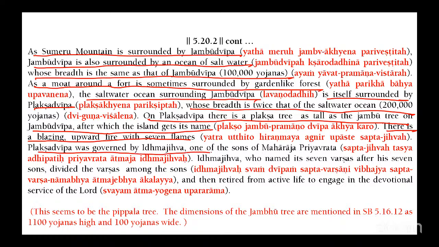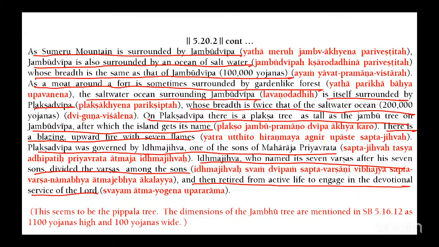Plakshadweep was governed by Idmajihva, one of the sons of Maharaj Priyavrata. Idmajihva named the 7 Varshas after his 7 sons, divided the Varshas amongst the sons, and then retired from active life to engage in devotional service of the Lord. So again, just as Jambudvipa was divided into 9 Varshas, this Plakshadvipa was divided into 7 Varshas. Idmajihva had 7 sons, and he divided the Plakshadvipa into 7 Varshas and handed over 1 Varsha to each of his sons.